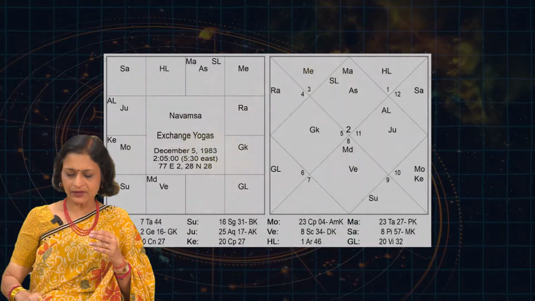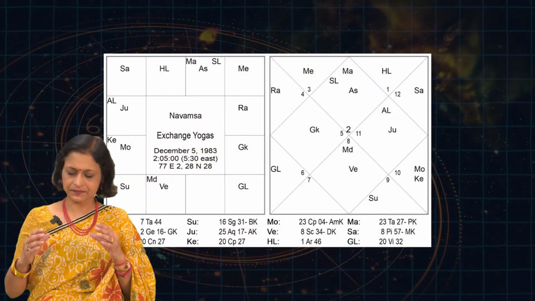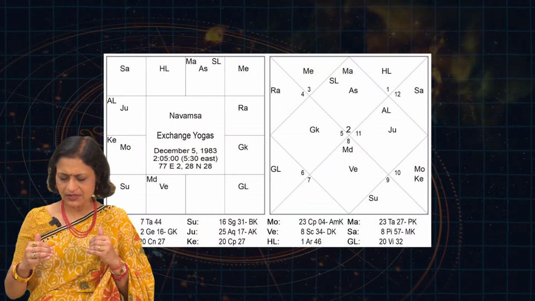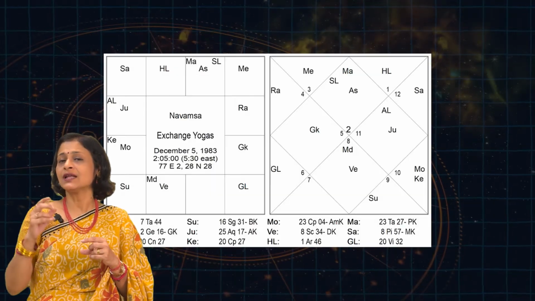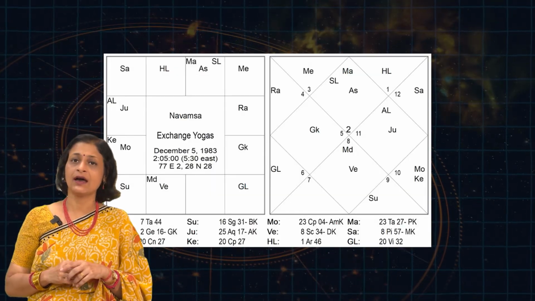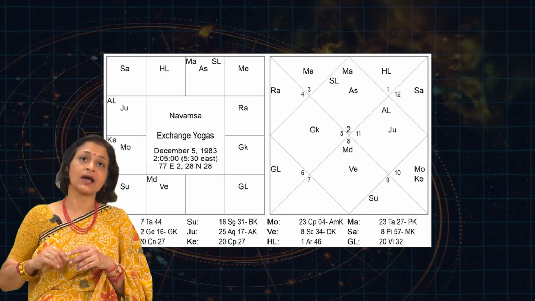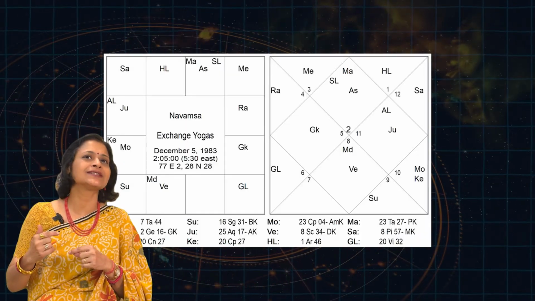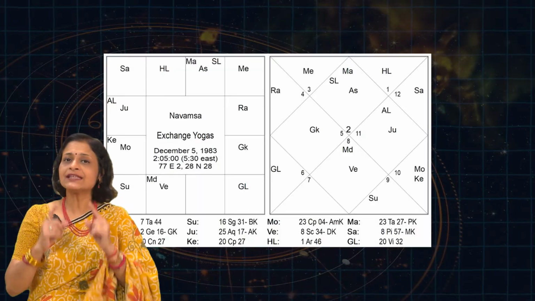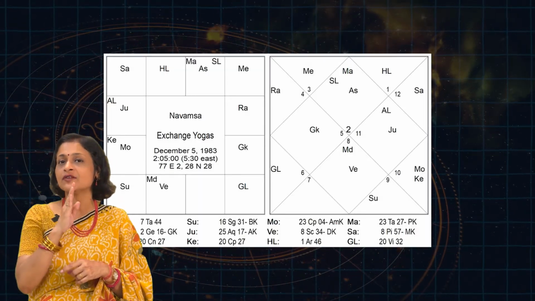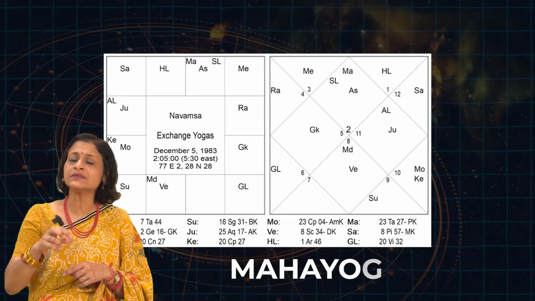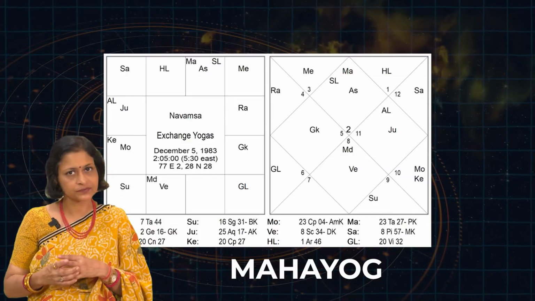If you look deeper into the D9 that is given in the chart, then you will see in the D9 the lagna becomes the Taurus lagna, and Mars, the 7th lord, is on the lagna, and the lagnesh, that is Venus, is in the 7th house. It is an exchange of houses between the 1 and the 7, which comes under the Mahayog.